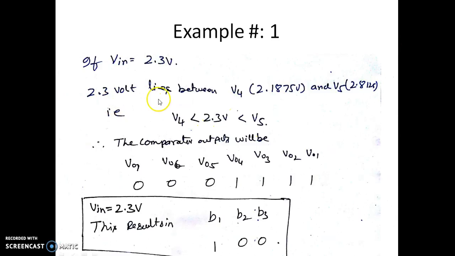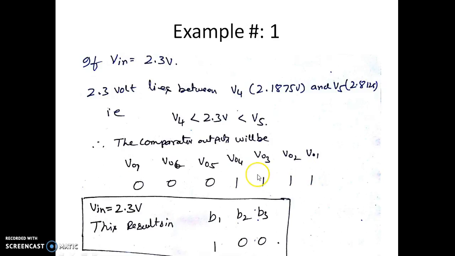You can see now 2.3 volt lies between V4, which happens to be 2.1875, and V5, that is 2.8125. So 2.3 is in between these two voltages. V4 is less than 2.3 and 2.3 is less than V5. So the input voltage is lying between V4 and V5. Since V4 is less than the input voltage, we're going to have V04. Till V04, all the comparator outputs are high, high, high, high.